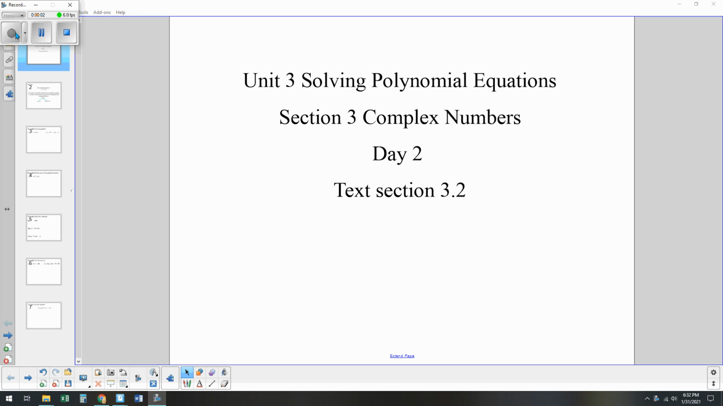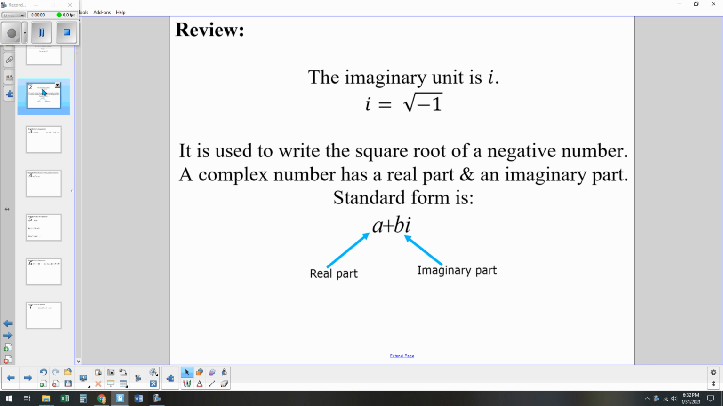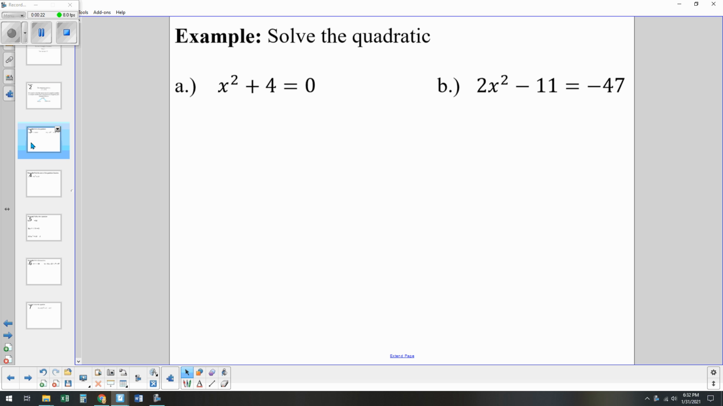This lesson is day 2 of Unit 3, Section 3. We are still in Section 3.2 in the textbook. Just a refresher, the imaginary unit is i, and i is equivalent to the square root of -1. All complex numbers written in standard form have their real part plus their imaginary part. So we're going to combine the idea of complex numbers with actually solving some quadratics now.